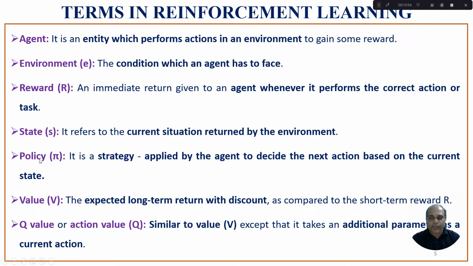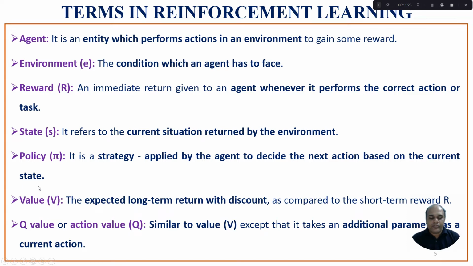Policy. The agent right now is in a current state. The agent is in a state, right? It has to do some action. On what basis is it going to pick that action? That is called a policy. It is a strategy applied by the agent to decide the next action based upon the current state.